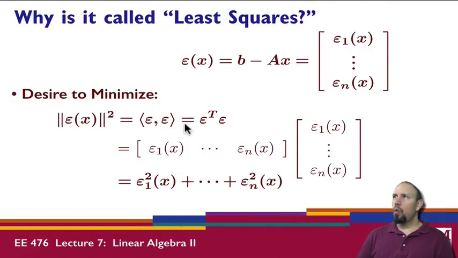So the question is, why is it called least squares? If you think of this as a column vector, when I multiply A times x, I get a column vector. If we subtract these two, I get a vector. Each of the elements in this vector is a function of x. That is, it's a function of all the elements of x. So that's what we have.